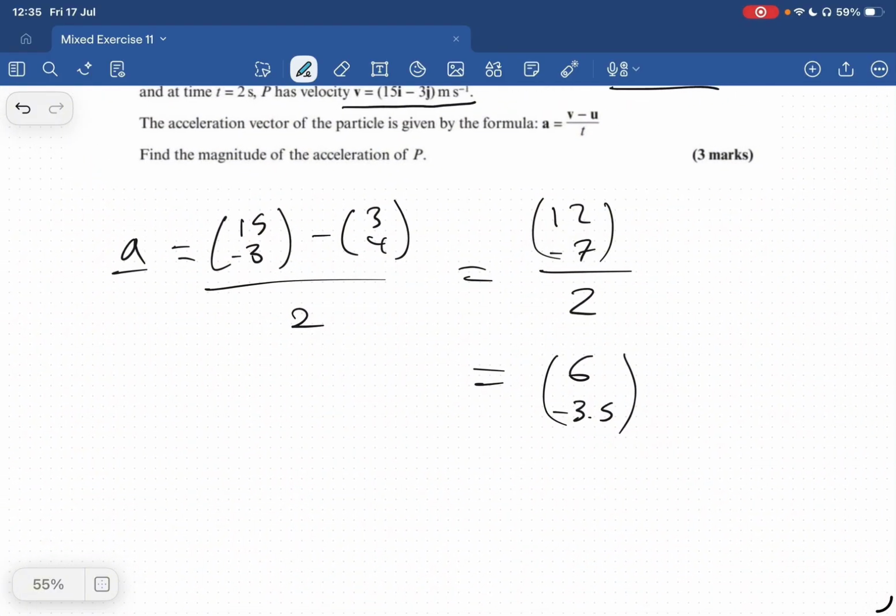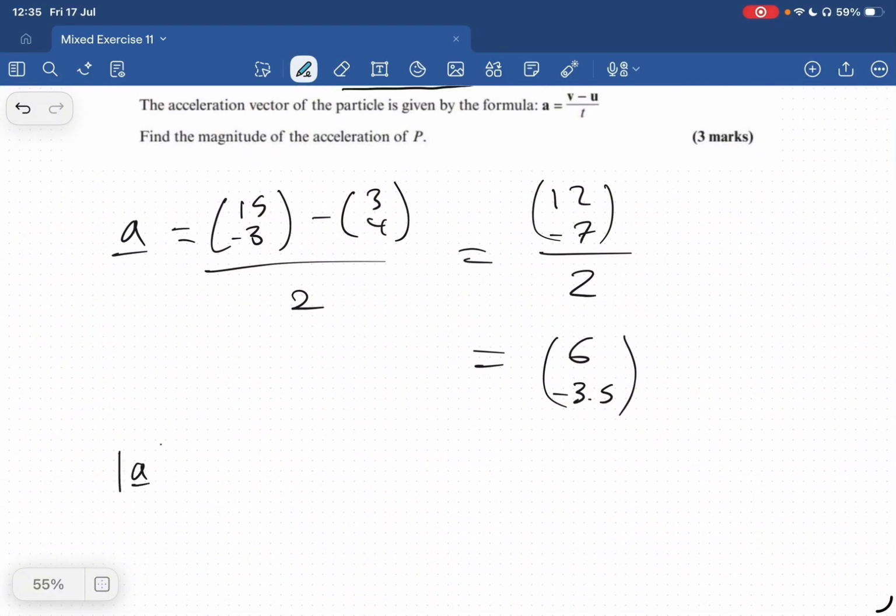Find the magnitude of acceleration. That is just the magnitude of this column vector a. So that's the square root of 6 squared plus 3.5 squared. I can't sadly do that in my head, so I'm going to put that in my calculator.